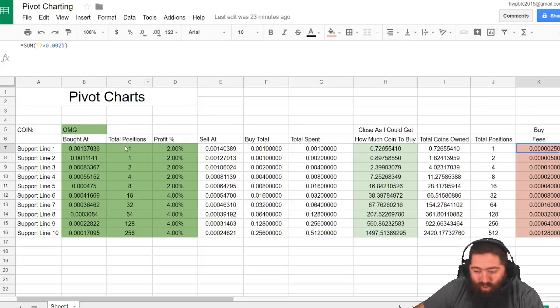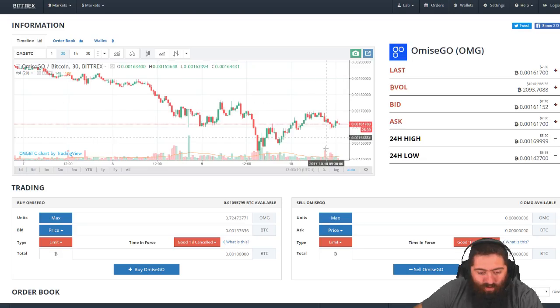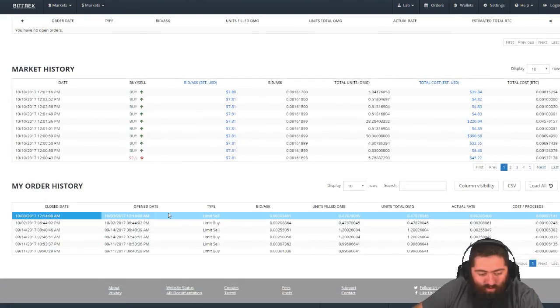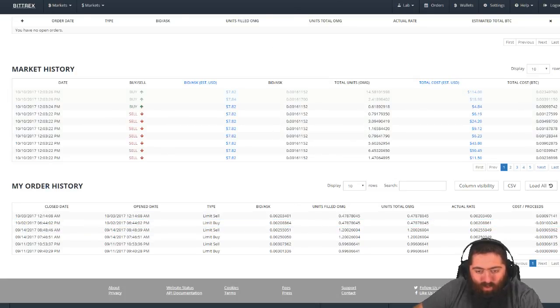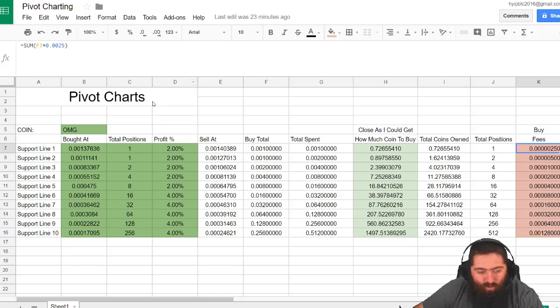If you're holding bags, you can go down here at the bottom, see what you bought. This will have all your buy orders. Put your buy orders in and how many positions you bought into this chart, and then do your lines and buy them down. That is the best, most simplest way to do it.